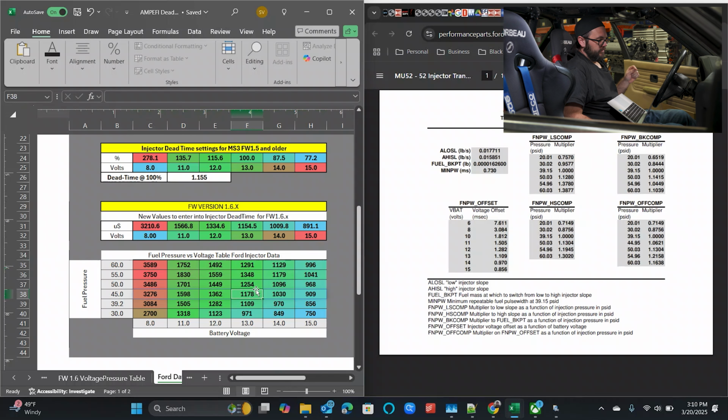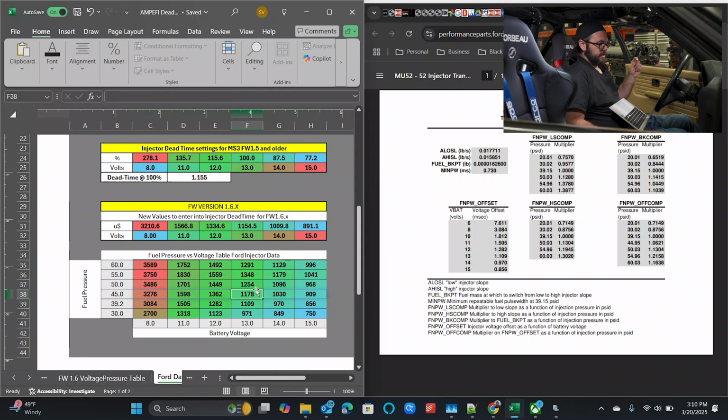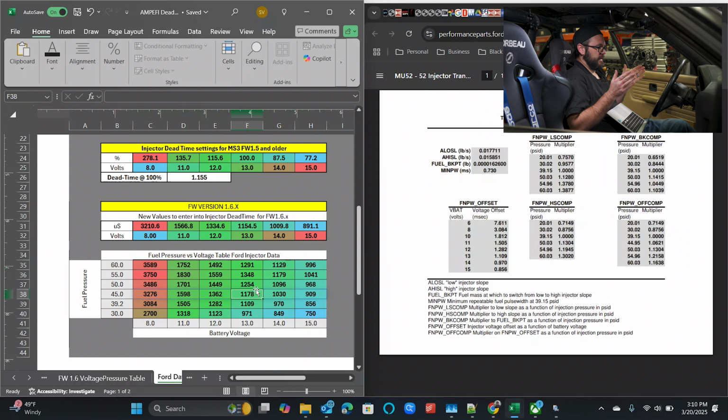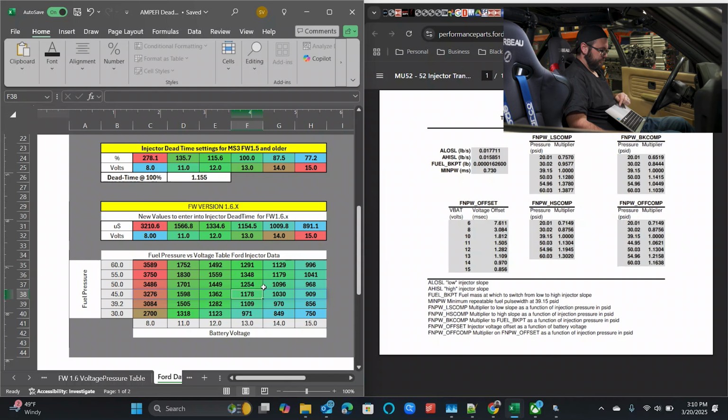Something to note, however, if you've got a return style fuel system and you have a vacuum referenced fuel pressure regulator, as boost pressure goes up, of course, fuel pressure is going to go up, but you have a delta. You're always going to maintain that delta pressure across the fuel injector. The ECU is going to do all those calculations, and it's going to pull the appropriate dead time from the table.